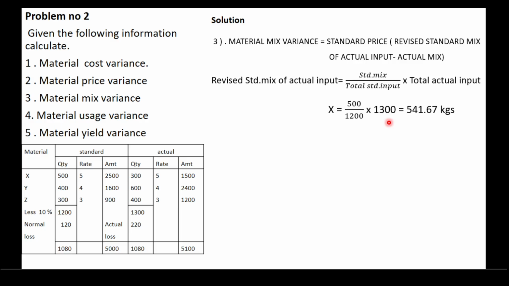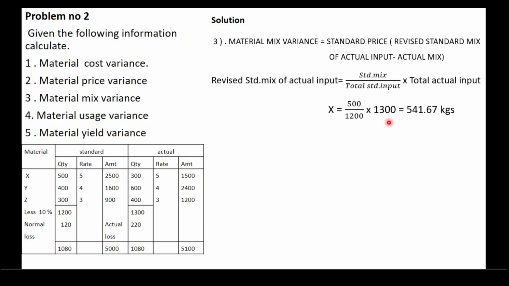And the next for the material Y. Here the standard mix is 400 divided by total standard input 1200 into total actual input 1300.